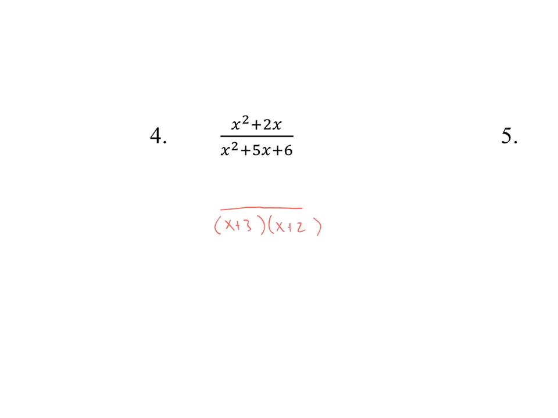In our numerator, though, this is just screaming to have the GCF method used because they each have an x term. So the GCF of those two terms is x, and if I divided each of them by x, I would be left with x times x plus 2. Then I can see that there would be some canceling because x plus 2 divided by x plus 2 is just 1, and I'm left with x over x plus 3.